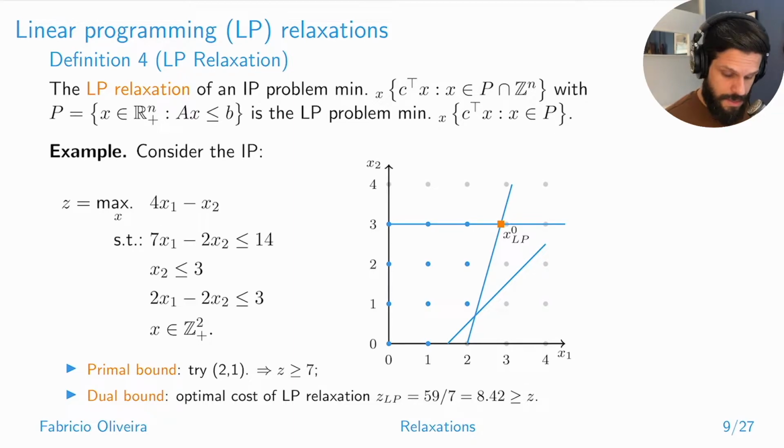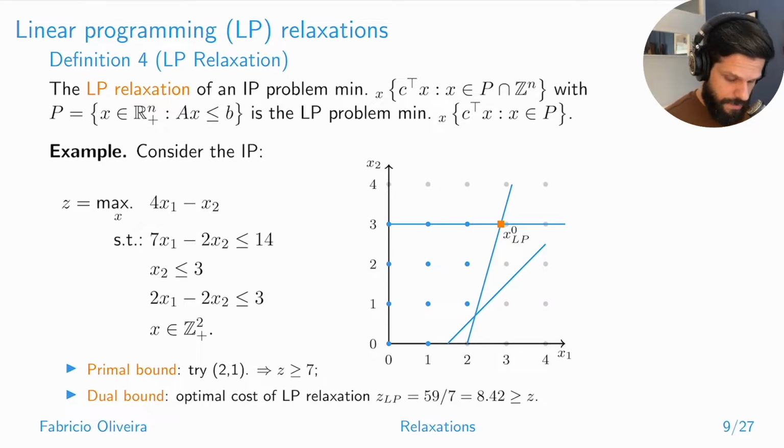And this is going to give you a dual bound, because you can see that whenever we solve the LP relaxation, we're getting this value, 8.42, for the solution there. And remember that because we're maximizing, our dual bound is an upper bound. So here it is.